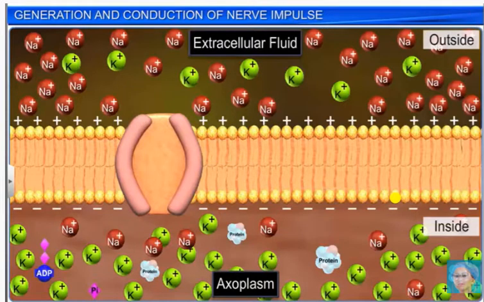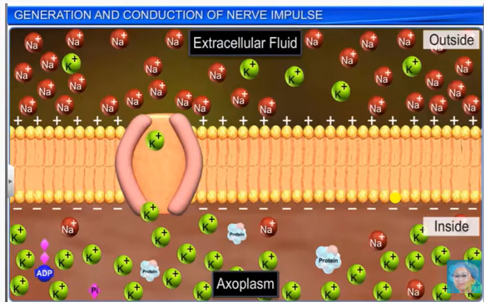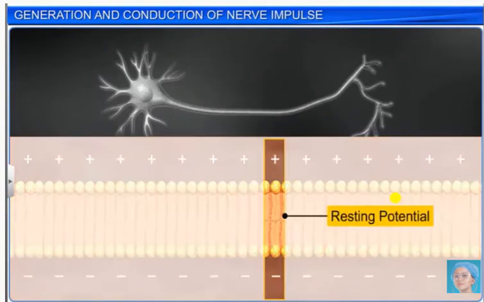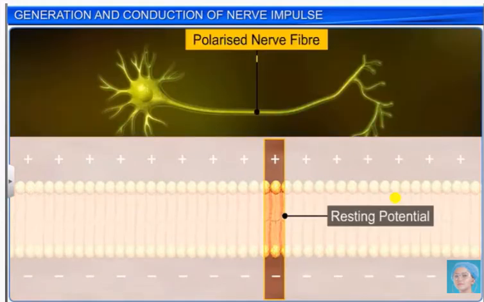The sodium potassium pump transports 3 sodium ions outside the cell for every 2 potassium ions that enter the cell. This electrical potential difference across the membrane in an unstimulated nerve fiber is called resting potential, and the neuron is called a polarized nerve fiber.